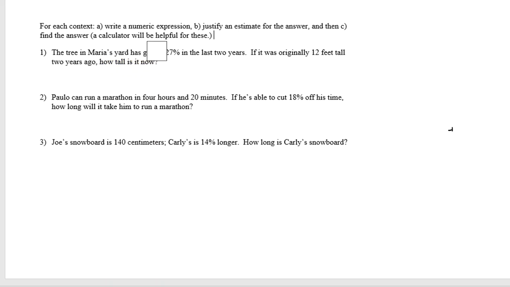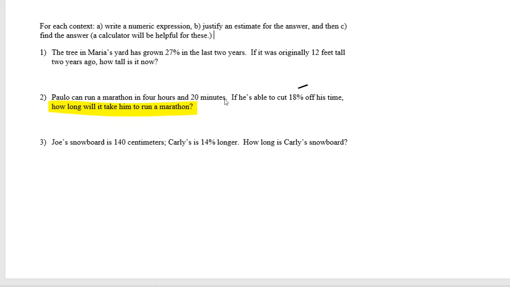It says, Paulo can run a marathon in 4 hours and 20 minutes. If he's able to cut 18% off his time, how long will it take him to run a marathon? Okay, so if he's able to cut 18% off his time, how long will it take him to run a marathon? That's what we are trying to figure out. And if he is cutting 18% off, that means he's going to do the marathon in less time. We're going to be subtracting from what he could run it in originally. So 4 hours and 20 minutes.